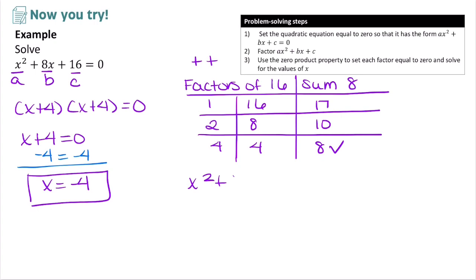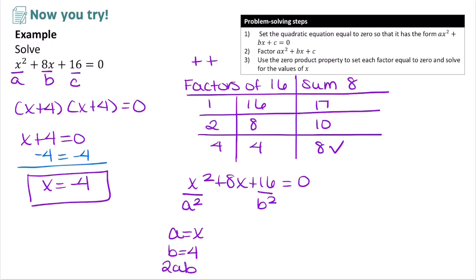Another way to do this is to use that perfect squares pattern. We have x squared plus 8x plus 16 equals 0. So notice that this is a perfect square and 16 is a perfect square. So we have a equals x and b equals 4. 2ab does equal 8x. So we can rewrite this as x plus 4 squared equals 0. So then once again, you'll be doing x plus 4 equals 0, which is how we get x equals negative 4, right? This has one solution because that's a repeated root.